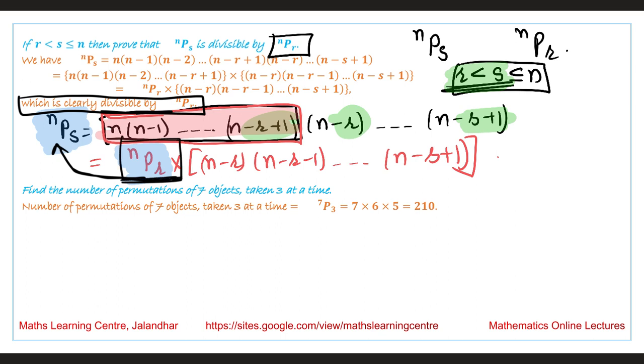Next is find the number of permutations of 7 objects taken 3 at a time. So the value we will have is 7P3, that is equal to 7 into 6 into 5, that is equal to 210.